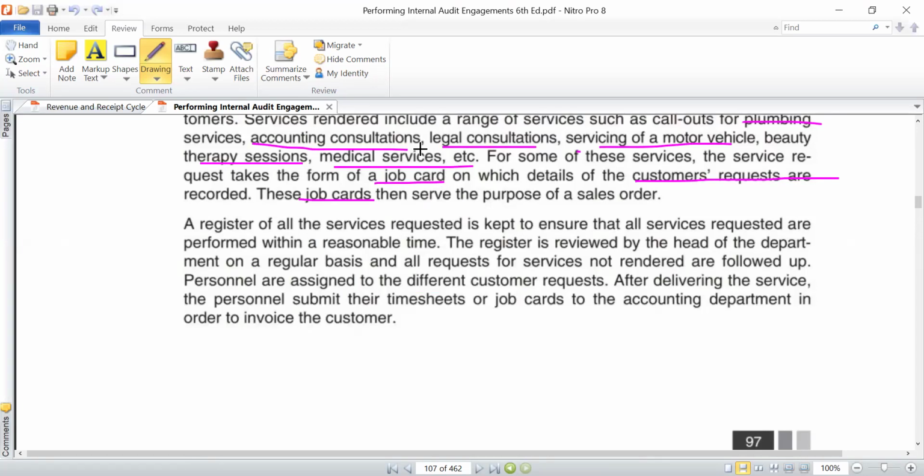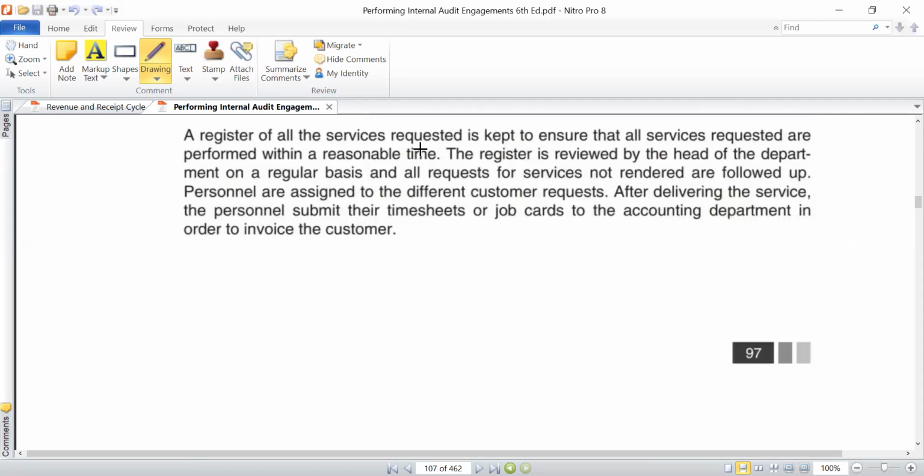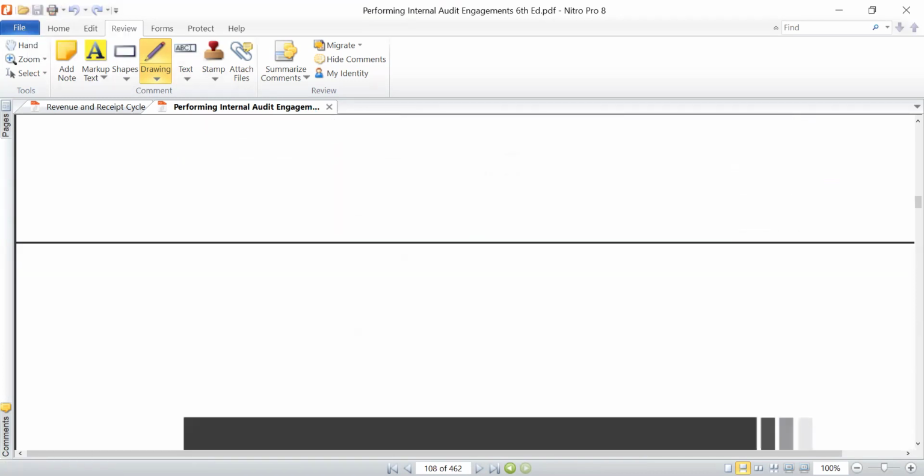Some of those things are done with systems which are integrated, but some they can do using job cards, which can be filled physically. So that is in or timesheets. Sometimes they use timesheets as well. So these are typical documentary records that are used to account for a case where there's a service.